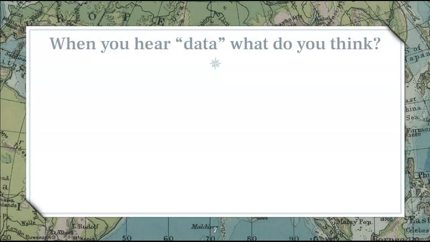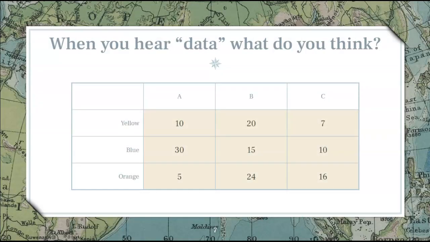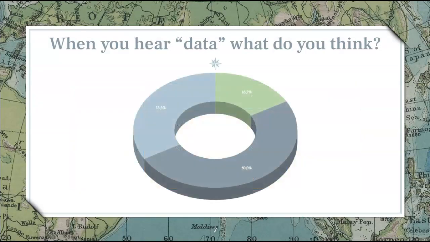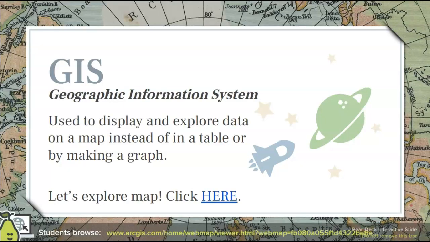When you hear data, what do you think? Well, you might think of a chart, or this is a donut chart or a pie chart. You can also use GIS, or Geographic Information Systems. These are used to display and explore data on a map instead of a table or graph. So let's look at a map.